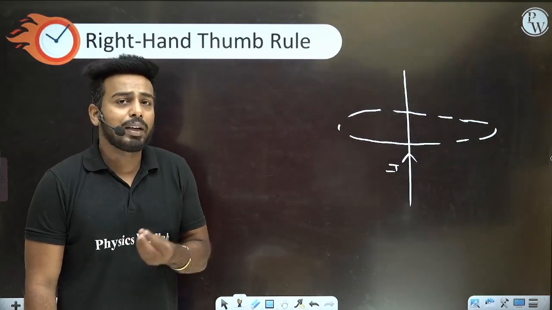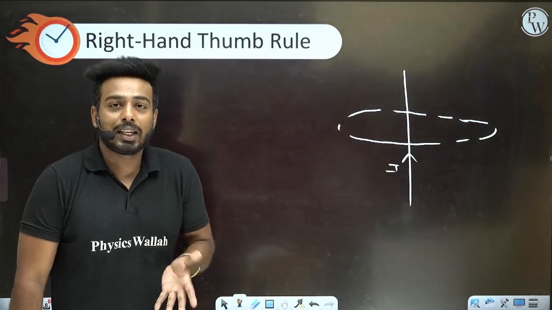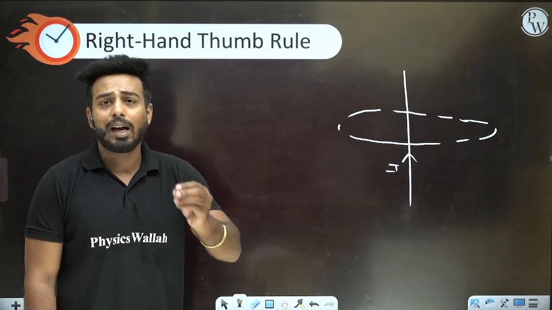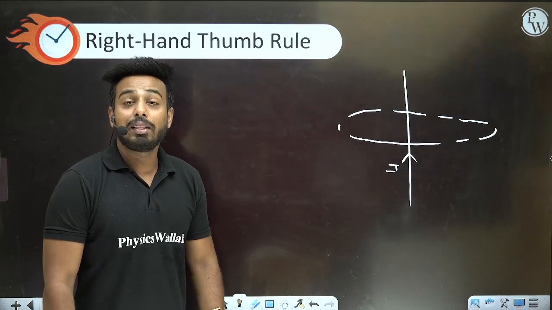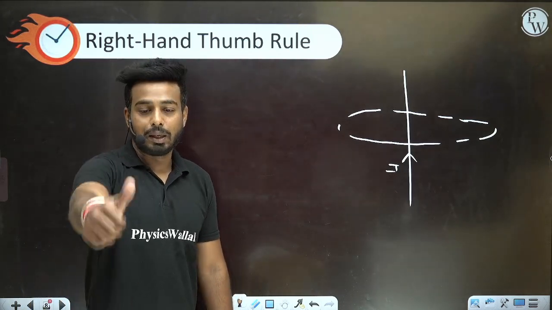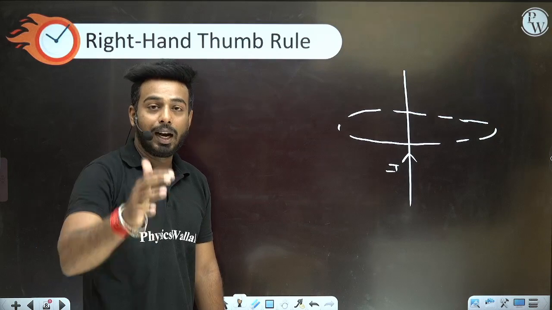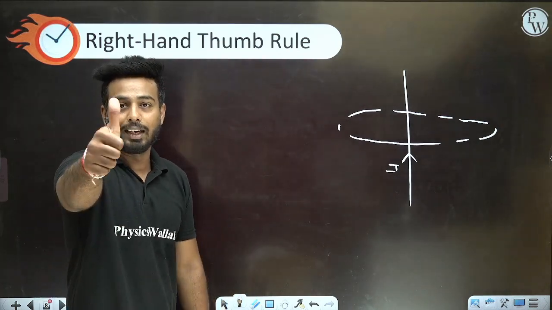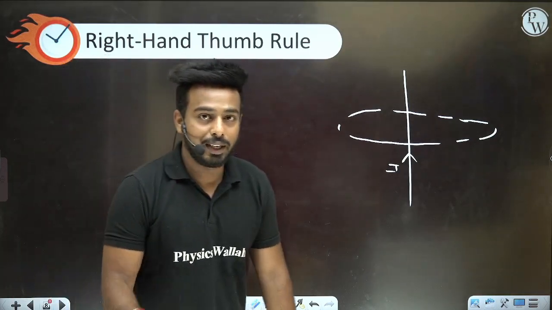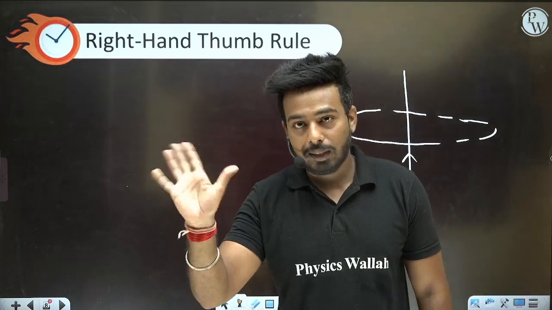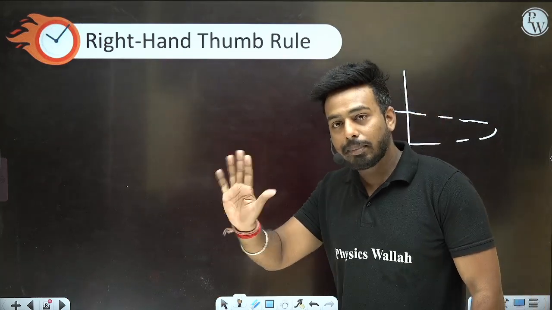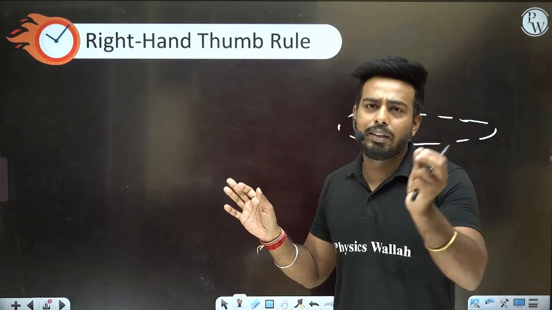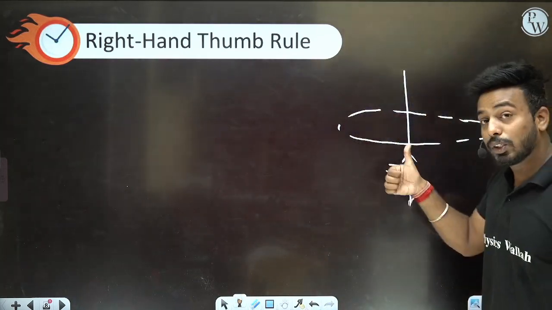What is the direction of this magnetic field? How can we check the direction of the magnetic field? There is an awesome and simple trick for this. Always use the thumb of the right hand. It is my right hand. Show the thumb towards the direction of current.